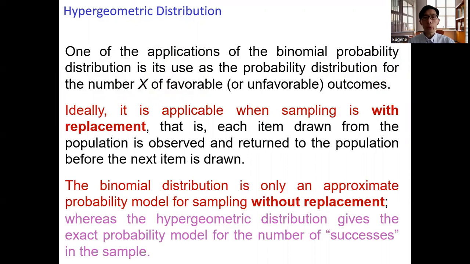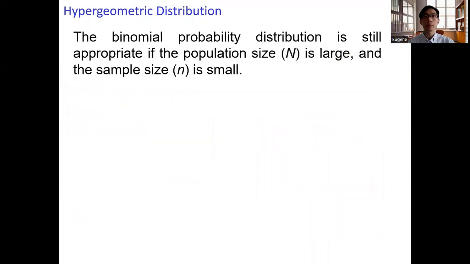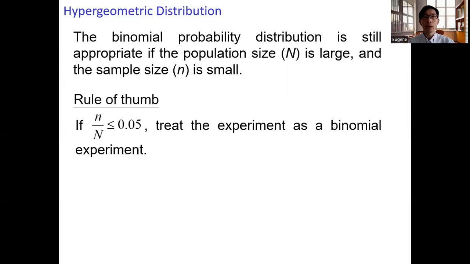So when we sample without replacement, we will use the hypergeometric distribution. The hypergeometric distribution gives the exact probability model for the number of successes in the sample. However, the binomial distribution is still appropriate if the population size is large and the sample size is small. Recall the rule of thumb: if the sample size over the population size is less than or equal to 0.05, we can treat the experiment as a binomial experiment.